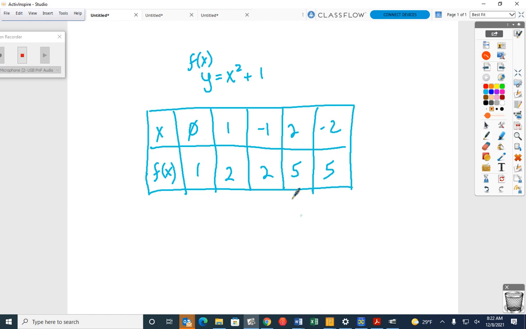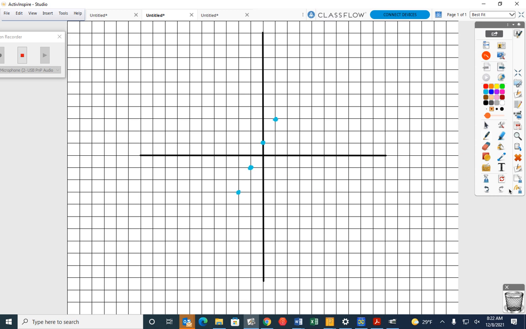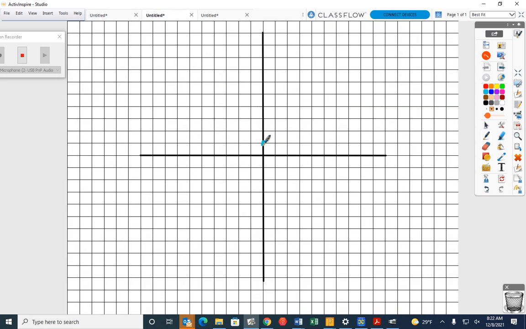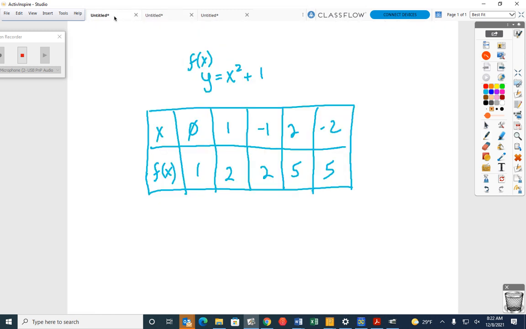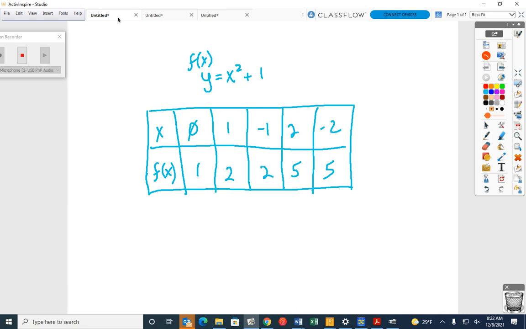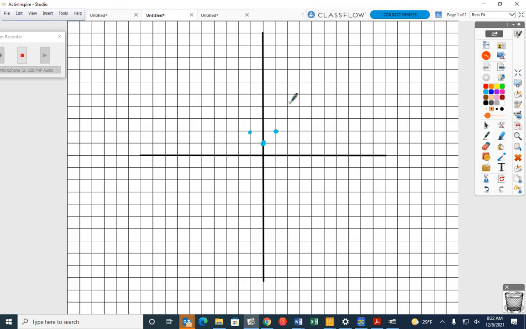And if we did this right, it's going to form a what? A parabola. Good. So let's graph this. First point is 0, 1. So over 0, up 1. Our next points are 1, 2, and negative 1, 2. So over 1, up 2, back 1, up 2. So far, we're in good shape. 2, 5, and negative 2, 5. So over 2, up 5, and back 2, up 5. Did we form a parabola? Yes. Okay. We're good on that, right?